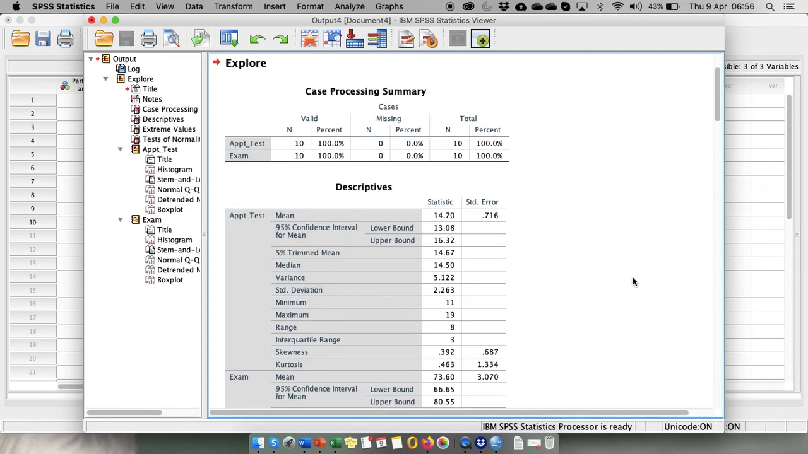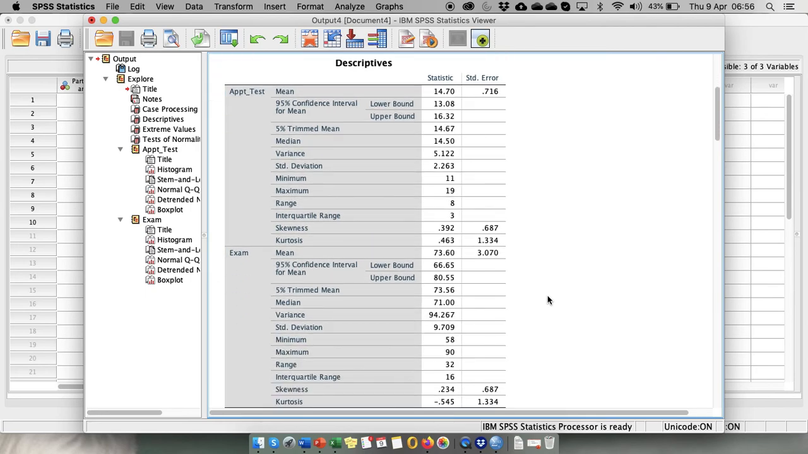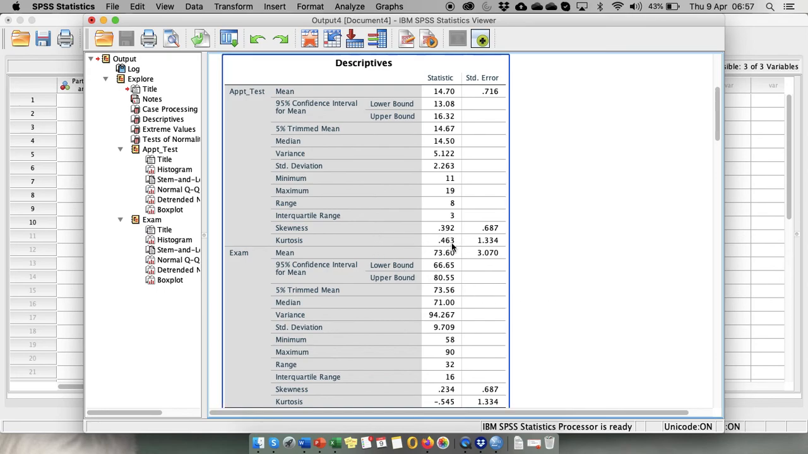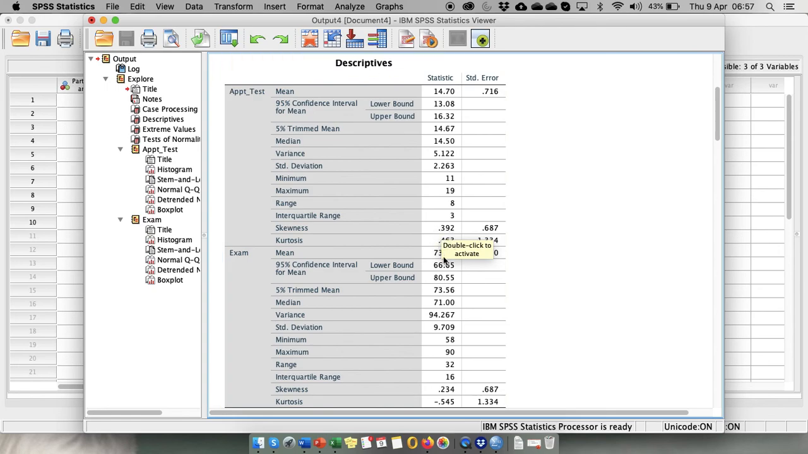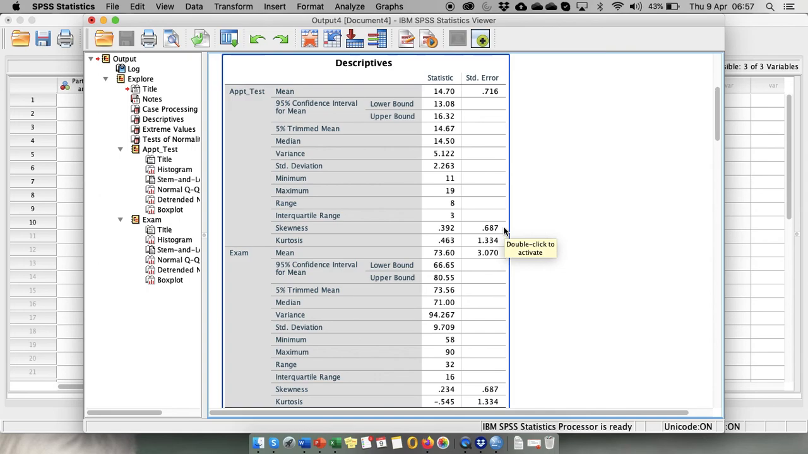So the output opened, and first we see the case summary. We have 10 participants, and all of them provided scores on both of the variables. Then we'll move to the descriptive statistics table. The values of interest from this table are the values for skewness and kurtosis. So those are the values. The first column represents the statistics for skewness and kurtosis, and the second column represents the standard errors.